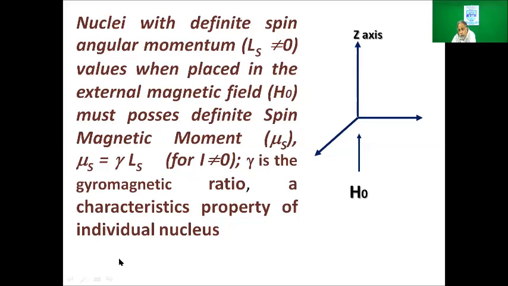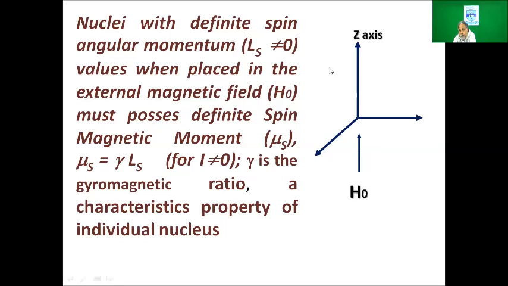Now, if we again go to the electron system, where there is an azimuthal quantum number, when they are placed in an external magnetic field, what will they find? They will find a Zeeman effect, and this splitting occurs basically as 2I plus 1. Similarly here, the nuclei have a definite spin angular momentum Ls not equal to 0. Why? Because Ls equals I h-cut, so if I equals 0, Ls equals 0.